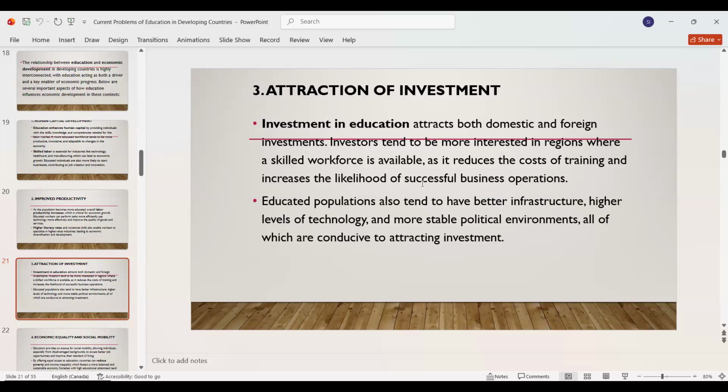Investors tend to be more interested in regions where a skilled workforce is available, as it reduces the cost of training and increases the likelihood of successful business operations. So investment in education, investment in business, right? To do a business, you have to have a good knowledge in business, right?